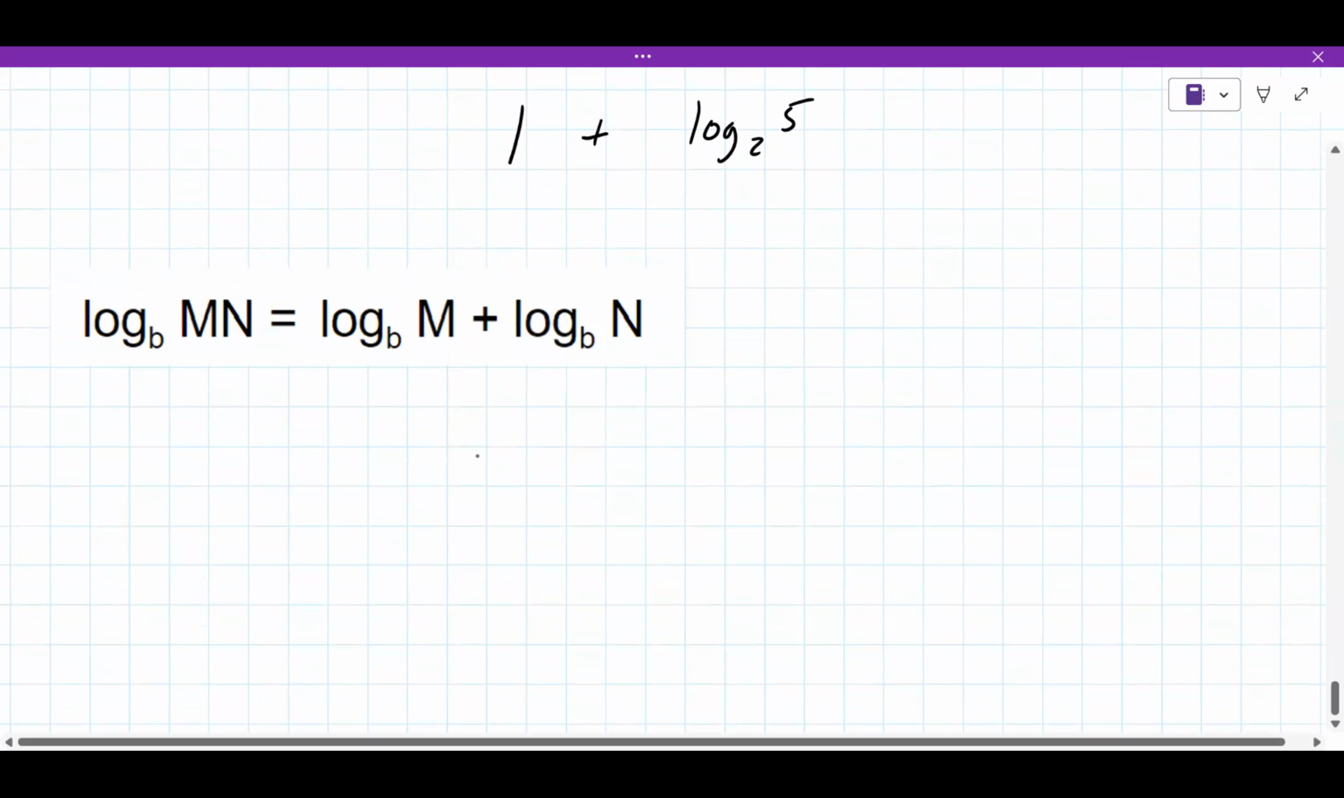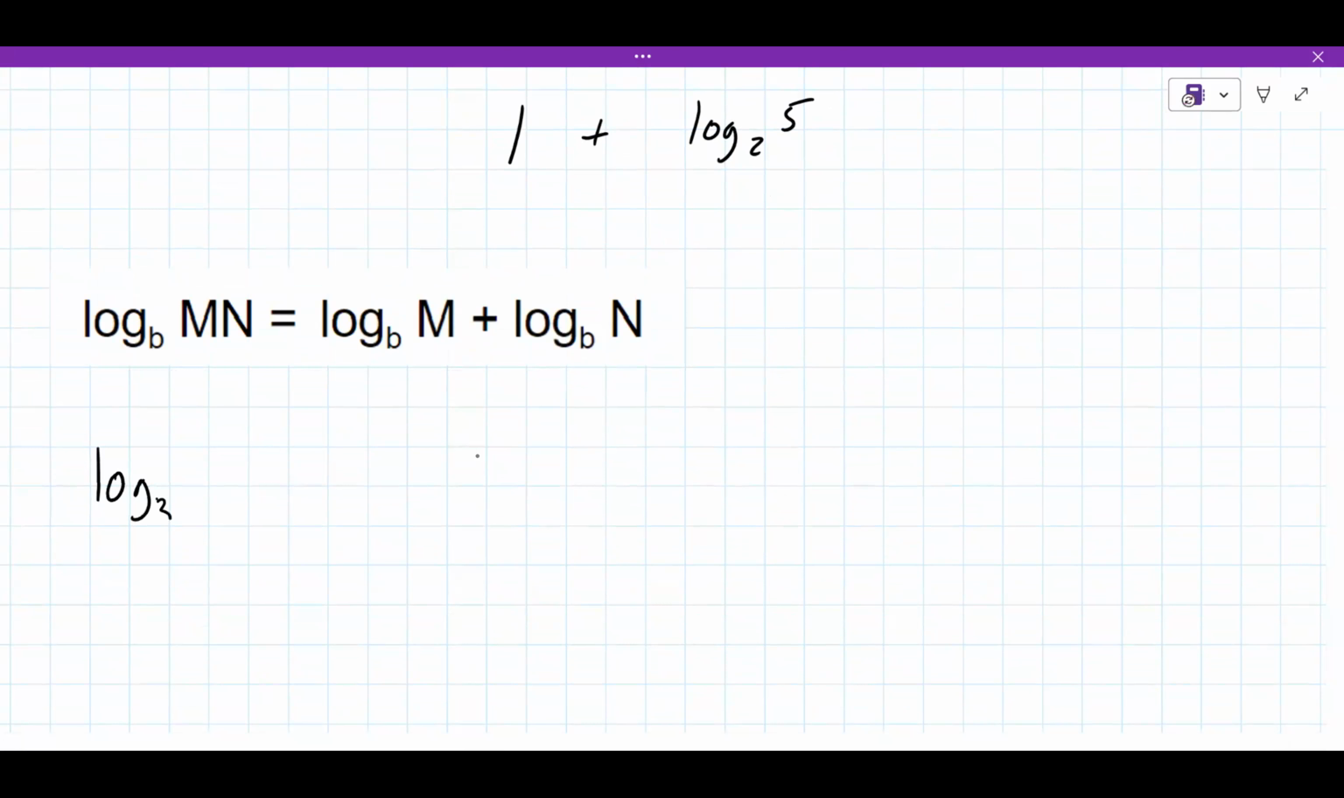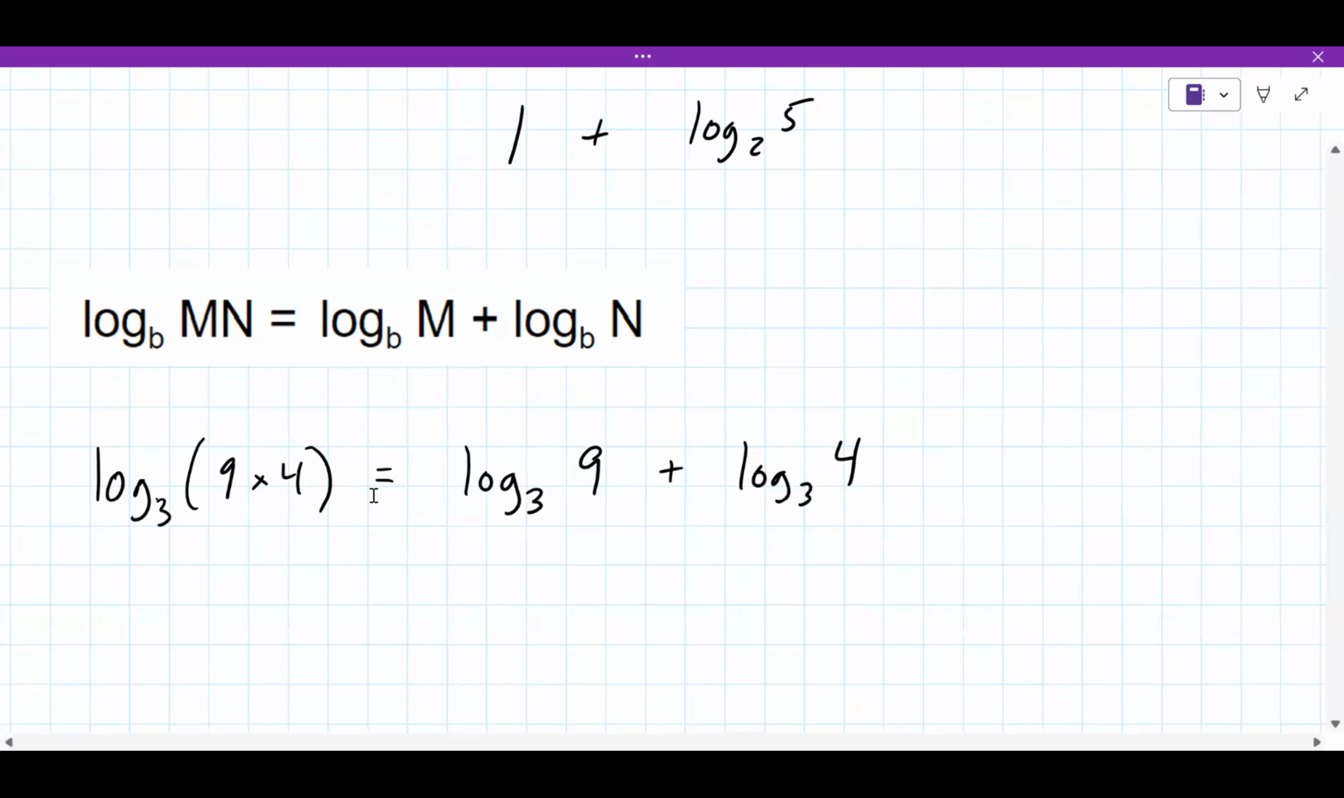Okay, so let's use this property again. Let's say I give you log base 3 of 9 times 4. This becomes log base 3 of 9 plus log base 3 of 4. Is there anything else that you can reduce here? Yes, you can simplify this the way we were doing in earlier problems. Will you attempt to do that, please?